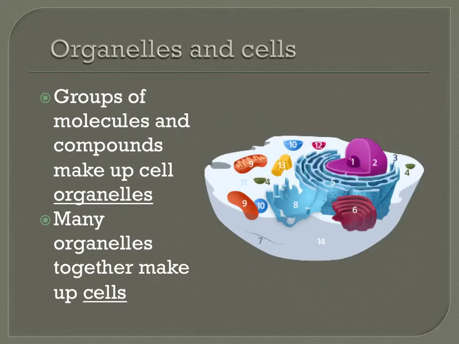The combination of many atoms and molecules together forms cell parts called organelles. There are many different types of organelles that carry out a tremendous number of different jobs for the cell. Organelles will be the focus of another video in this unit. Some examples of organelles are shown in different colors on the image on the right. Many organelles work together to form cells. Cells are the basis of all living things.